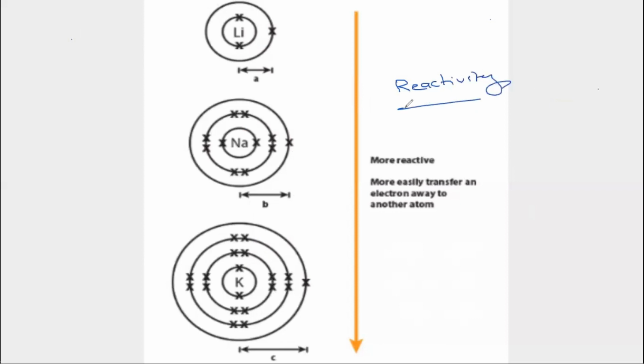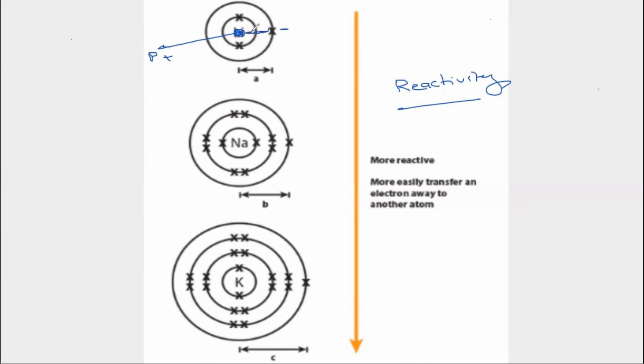The one which will lose the electron quickly will be more reactive. The one which will lose the electron slowly will be less reactive. So you can see this is the nucleus of lithium, and inside the nucleus there are protons. Electrons have a negative charge, protons have a positive charge. It means the electrons are attracted by the protons.